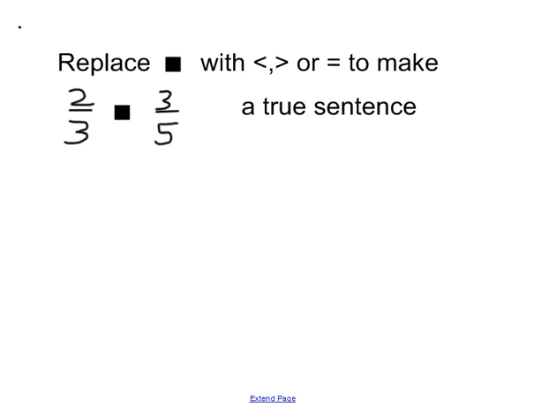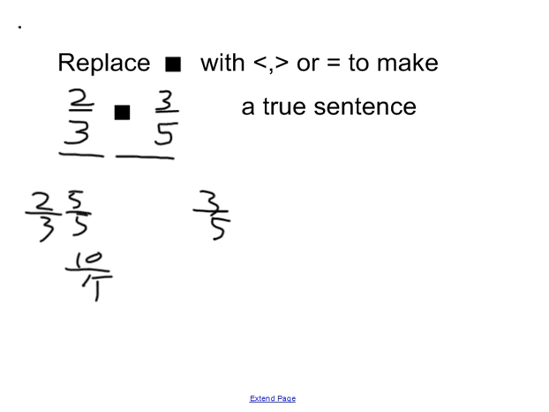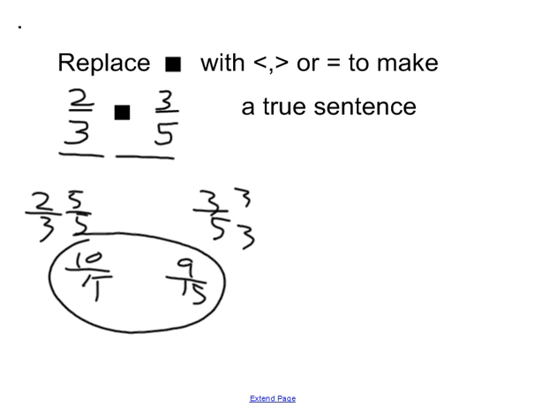I'm going to do the same thing here. I'm going to look for a common denominator between these two fractions. The common denominator happens to be 15. So I'm going to say 2/3 times 5 over 5 becomes 10 over 15. And this, I'm going to say 3/5 times 3 over 3. And that becomes 9/15. So which is bigger, 10/15 or 9/15? Well, the 10/15 is bigger, so I will use the greater than symbol, and the answer then would be greater than.